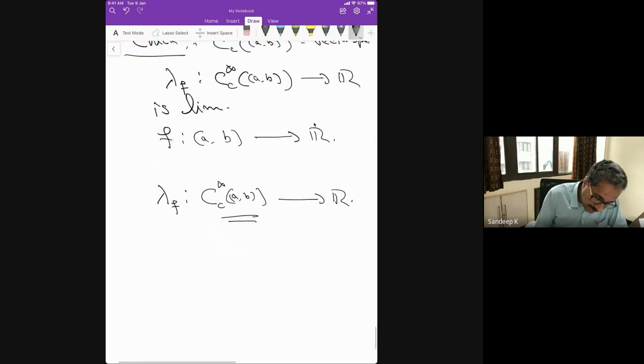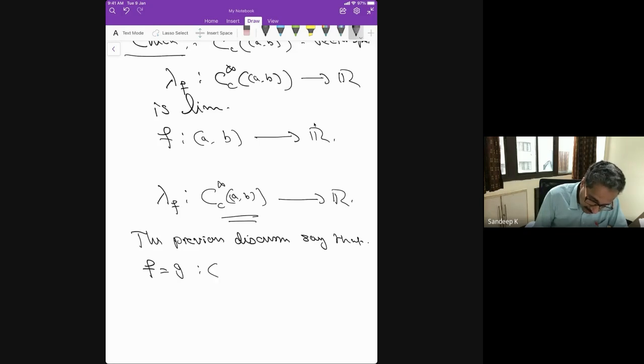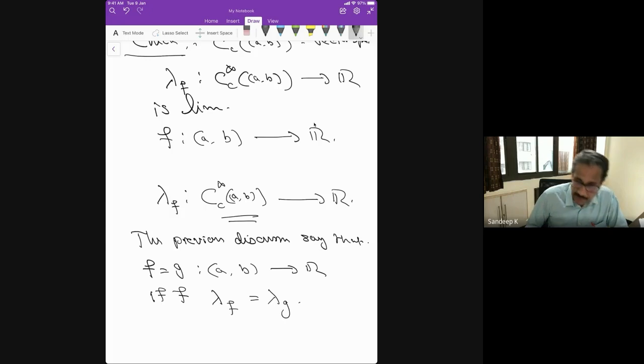So the previous discussion says that f is equal to g from AB to R if and only if lambda f is equal to lambda g as linear functions, okay?